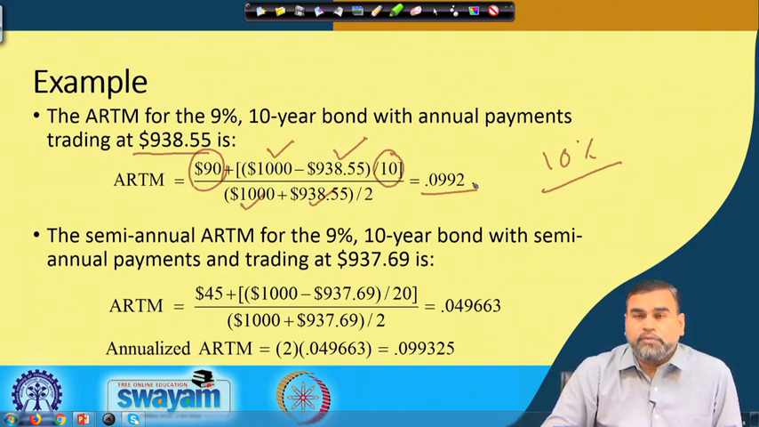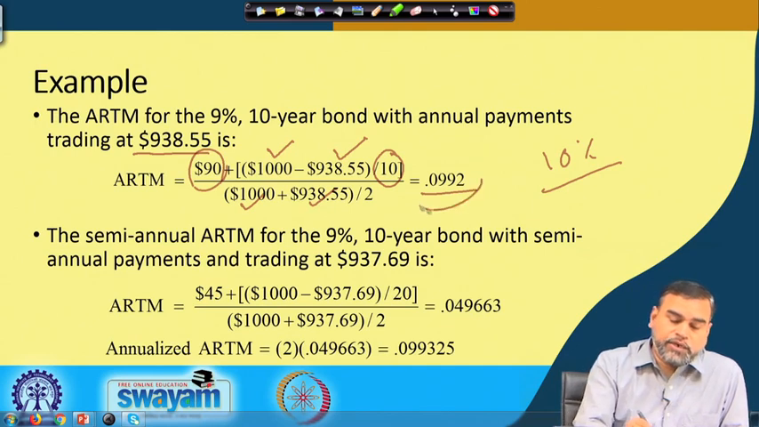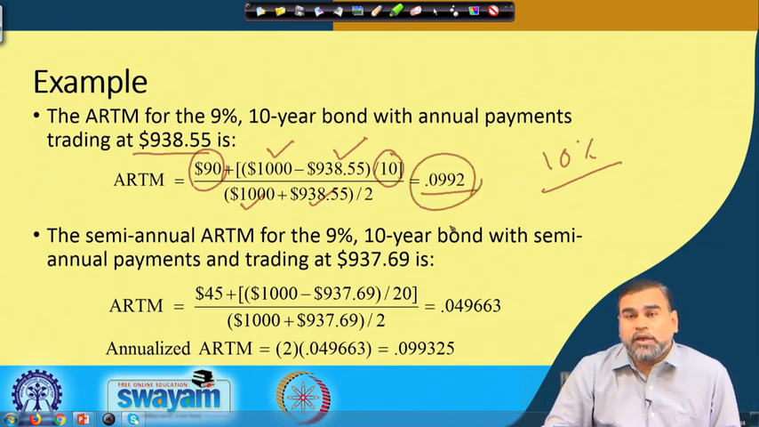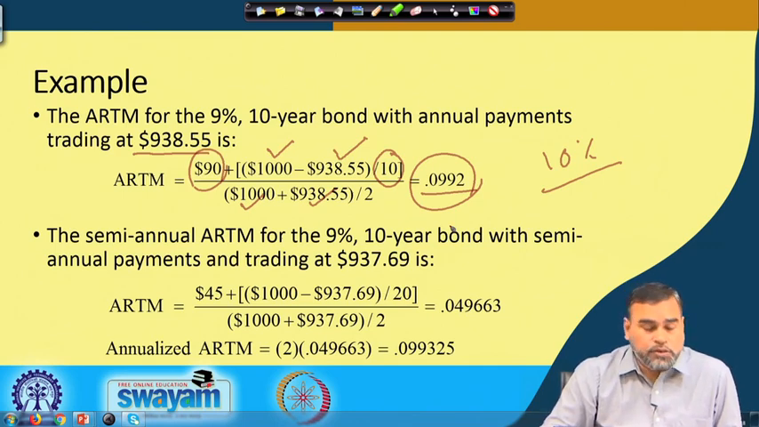If you want a very exact rate, you can use some kind of trial and error, which is relatively easier, to find the exact YTM. So the ARTM is a proxy which can be used for YTM whenever it is difficult to find the exact YTM, the yield which makes this value equal to the present value of the cash flows.